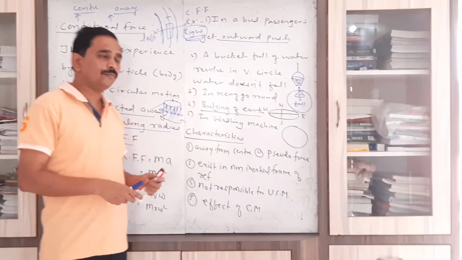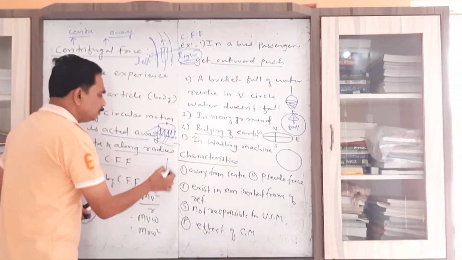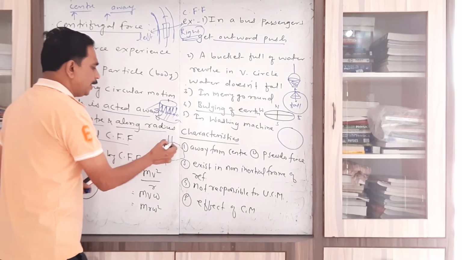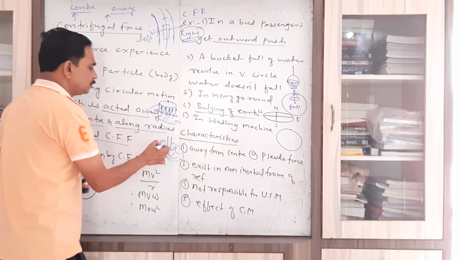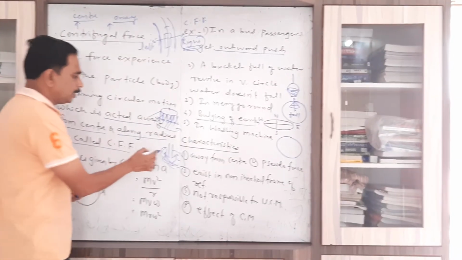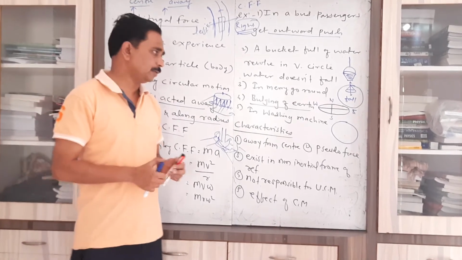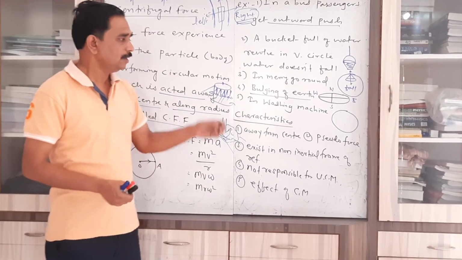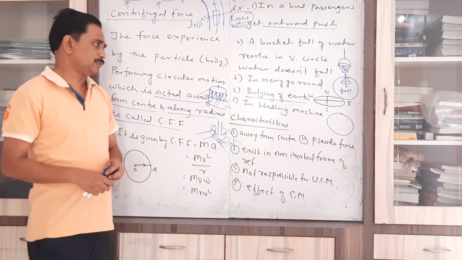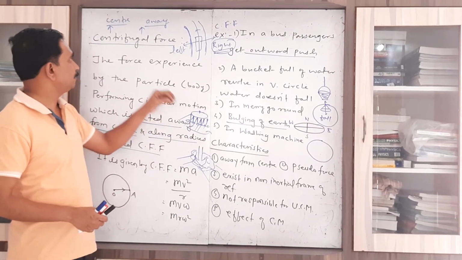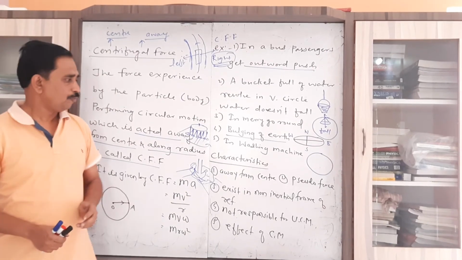In a washing machine also, we use this force in the dryer. When we put in wet clothes, the water from those wet clothes is thrown away because of the force, which is nothing but the centrifugal force. So these are all the familiar examples in which we experience the centrifugal force.